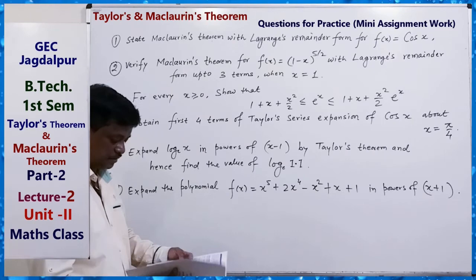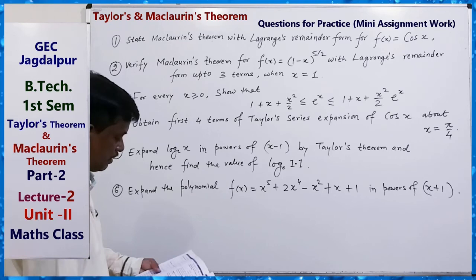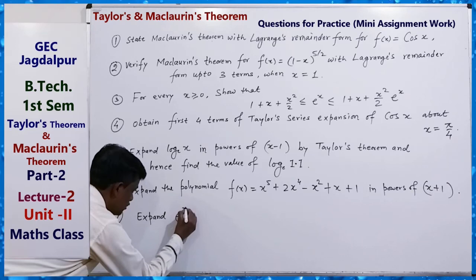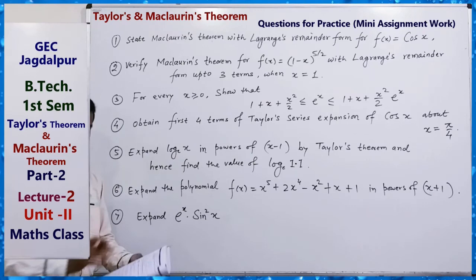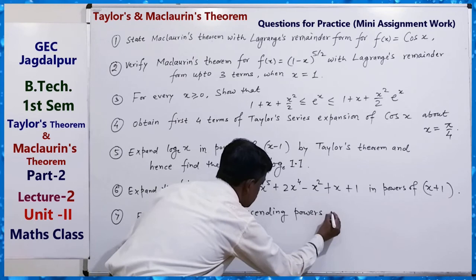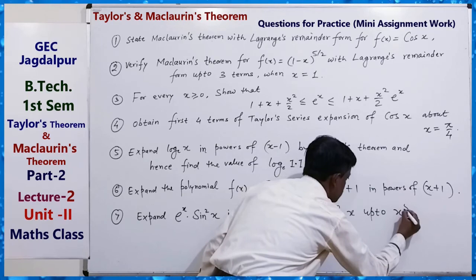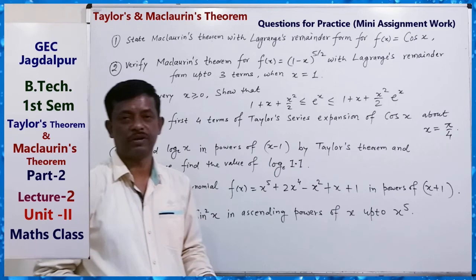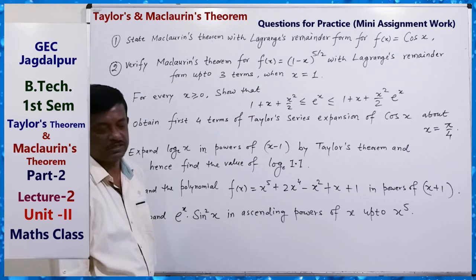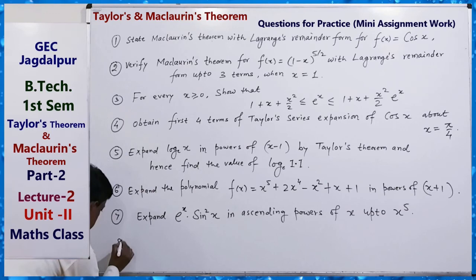Question 7. Expand e to the power x into sine square x in ascending powers of x up to x to the power 5. You can use the series expansion of each, multiply them, and you can get the terms of the series in increasing powers up to x to the power 5. So question 8.